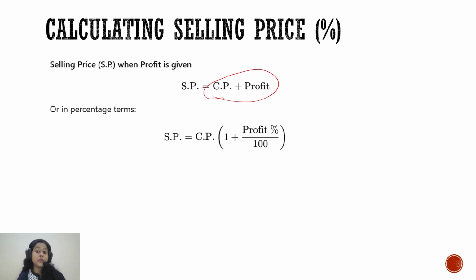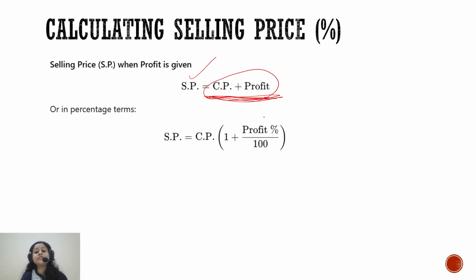Okay, so when there is profit from selling the product and you don't know the selling price, but you have these two pieces of information available, then you just add cost price with profit and you will get the selling price. Now how will we find this out in percentage terms?